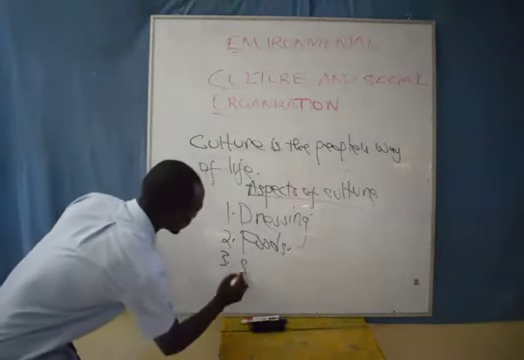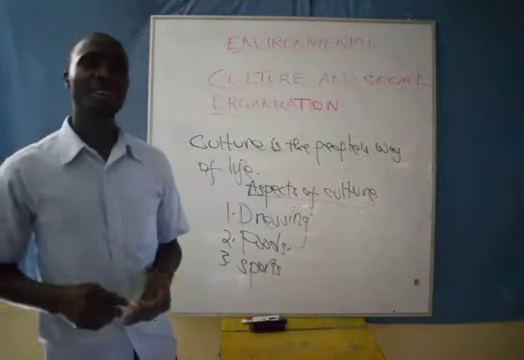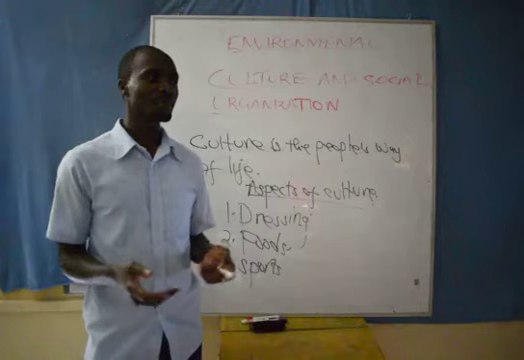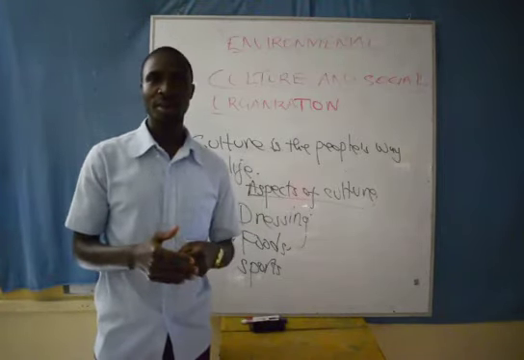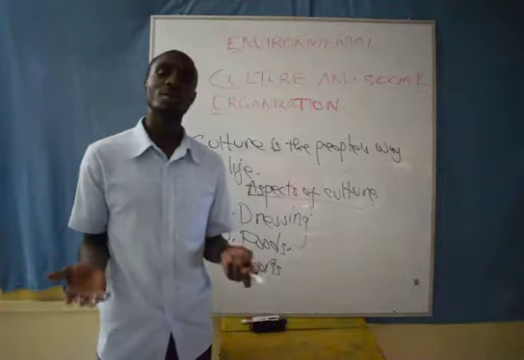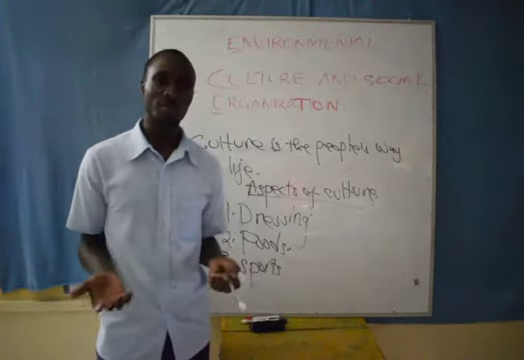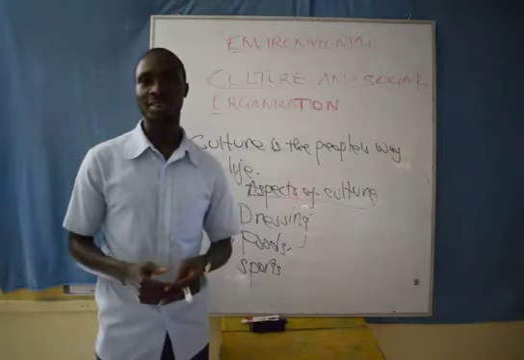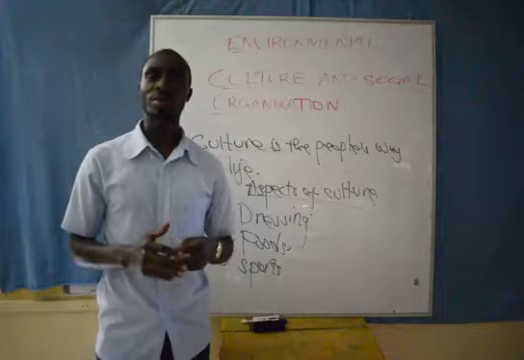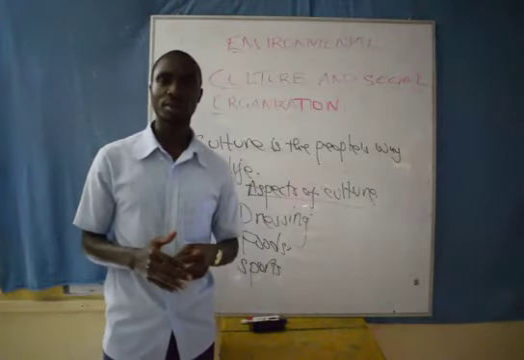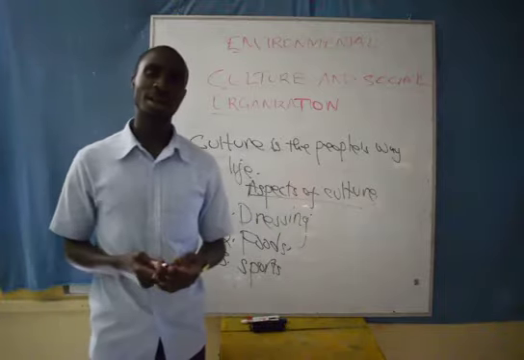Number 3, we talk of sports. There were so many types of sports. For example, we call it tug of war. People practiced that. There was also this thing called wrestling, in terms of sports. People also practiced that. There was also chasing one another. Those ones were different types of sports that were practiced by different communities in the traditional way.